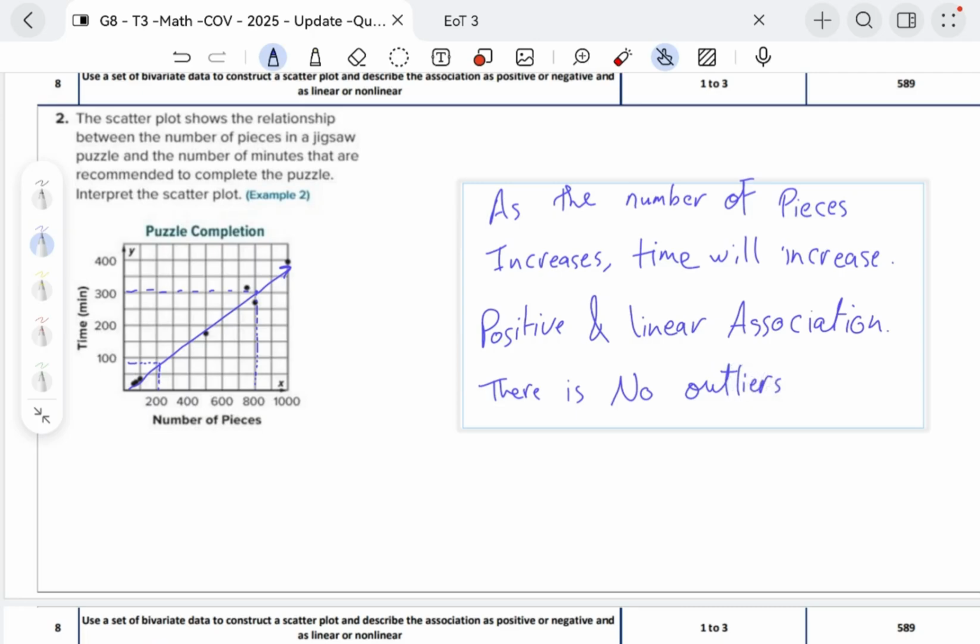Outliers mean out of the pattern. Like if we have a point here, we can say that this is an outlier because it's far from the rest of the points, out of the pattern. But here in this question, we don't have any outliers. And we can say also that we have one cluster. Cluster means a collection of points that are very close to each other. Like here in this region, we have some points very close to each other. So this is a cluster.